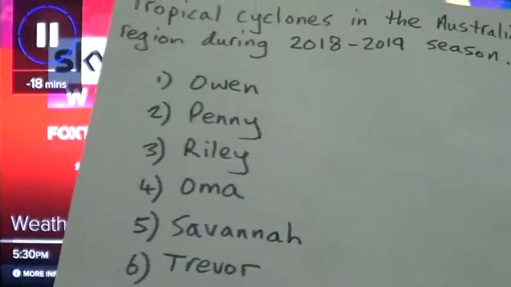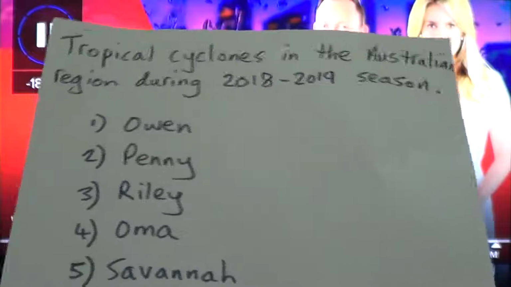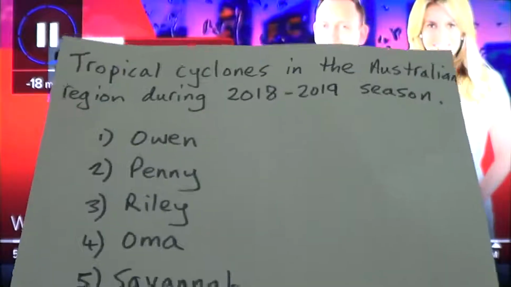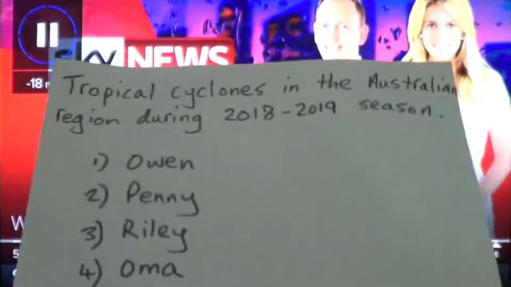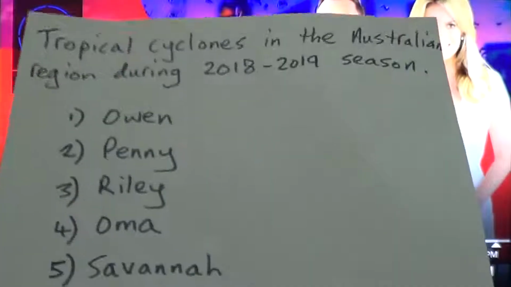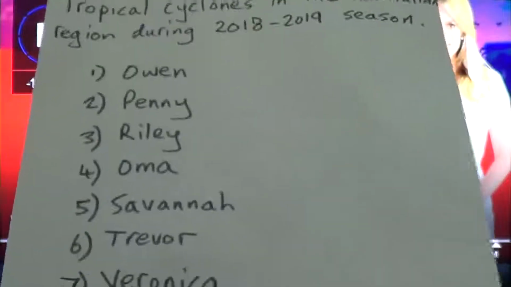She was named outside Australian territory. Even though she began in Australia, she moved outside Australia, caused devastation as a low pressure system, then moved away, then became a cyclone and came back. That was Oma, the one that could have been Savannah, but wasn't. Savannah was out to sea, out in the Indian Ocean.